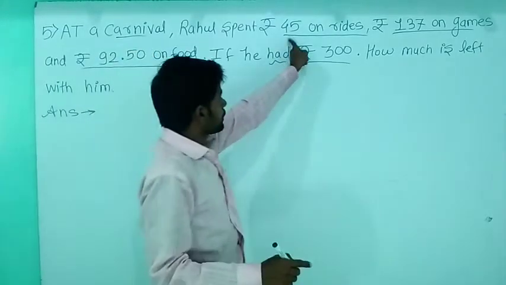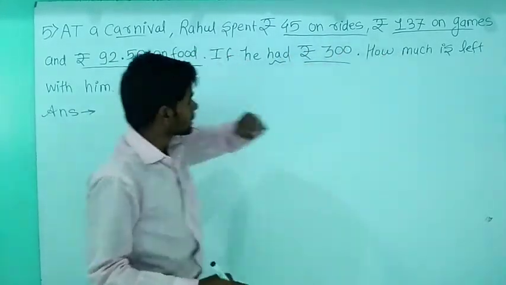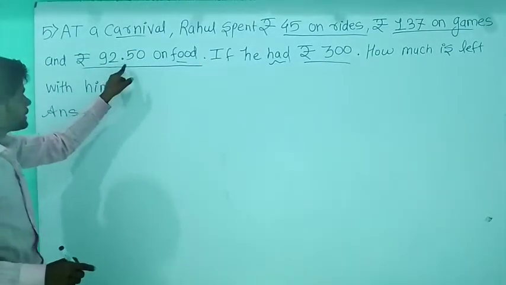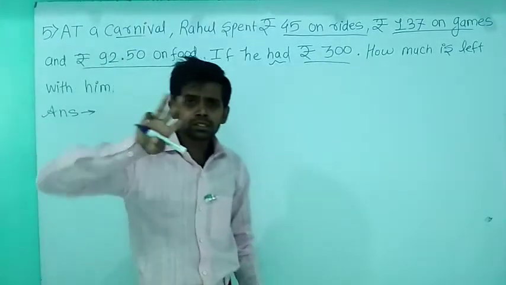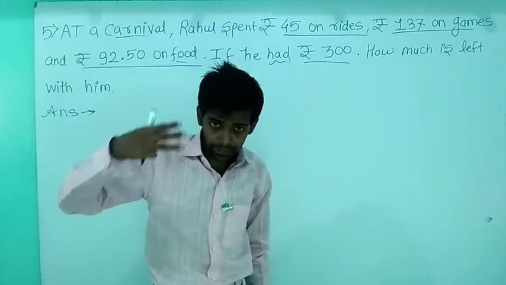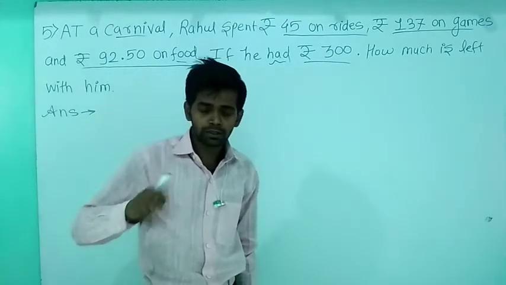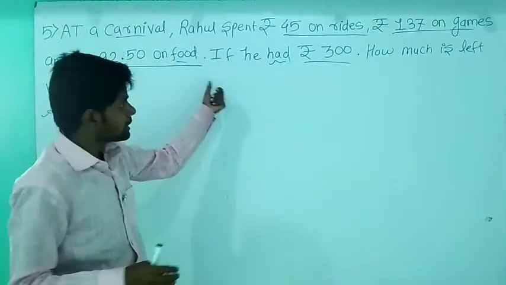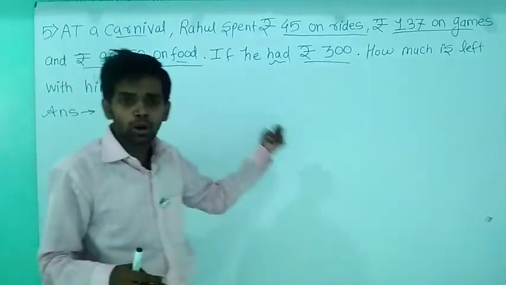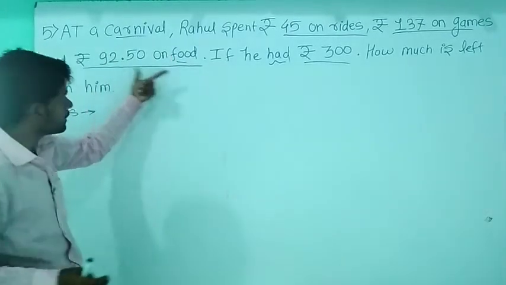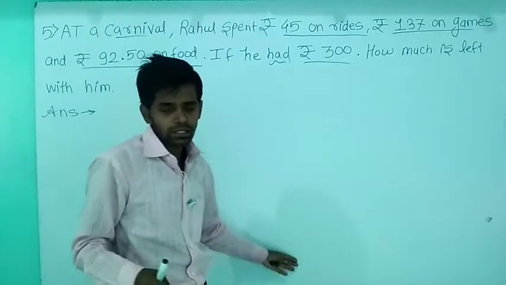ठीक है, 45 rupees on ride, 137 rupees on games and 92 rupees and 50 paise on food. These 3 information is given. You can write 3 statements separately. आप ऐसा लिख सकते हो, the money spent on ride, the money spent on games and the money spent on the food. You can write 3 statements.